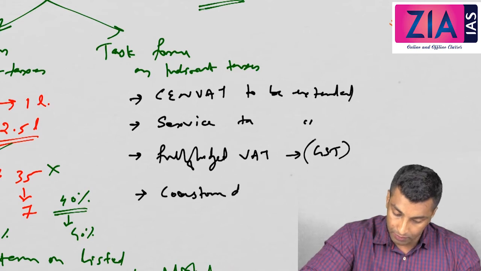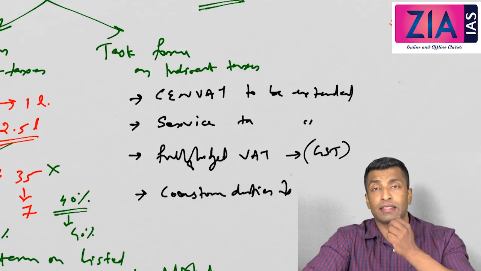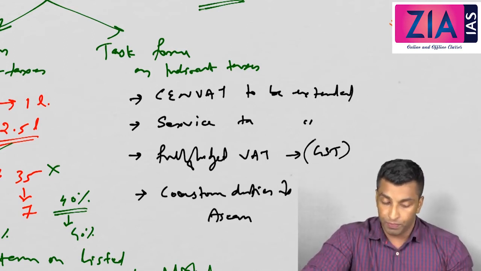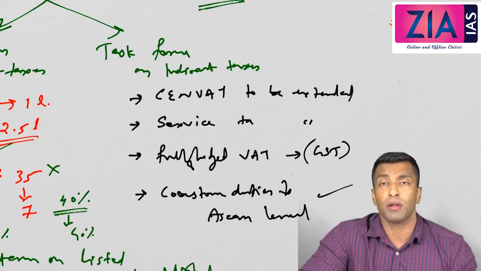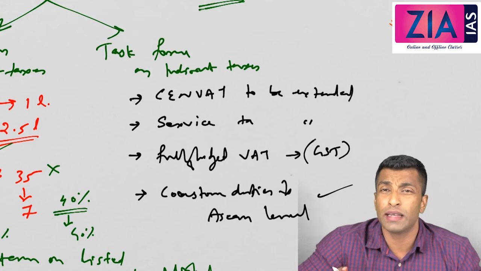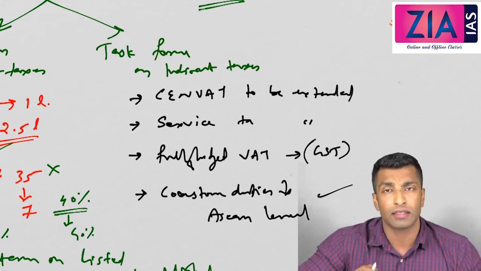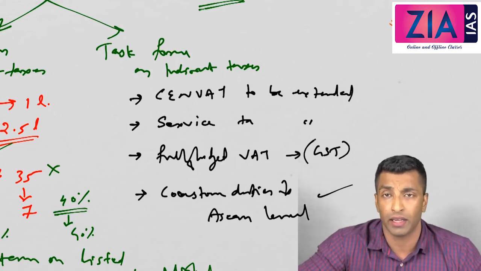Customs duty to be decreased to ASEAN levels. What are the normal levels in the ASEAN countries? So follow that. And that also was accepted by the government. So these are two major committees which we need to have some idea about when we discuss tax reforms post 1991, Chelliah Committee and Kelkar Committee.